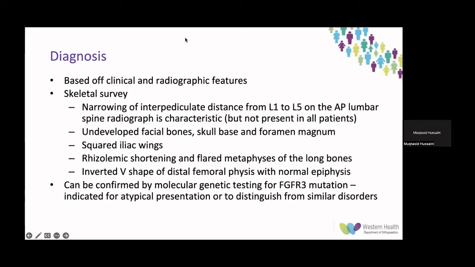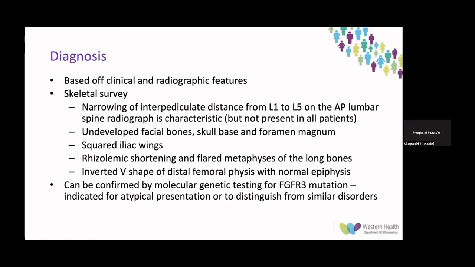The diagnosis is based off clinical and radiographic features. The things that can be noted on a skeletal survey include narrowing of the interpedicular distance from L1 to L5 on AP lumbar spine radiograph, which is characteristic but is not present in all patients, underdeveloped facial bones, skull base and foramen magnum, squaring of the iliac wings, rhizomelic shortening and flared metaphysis of the long bones, and an inverted V shape of the distal femoral physis with a normal epiphysis.